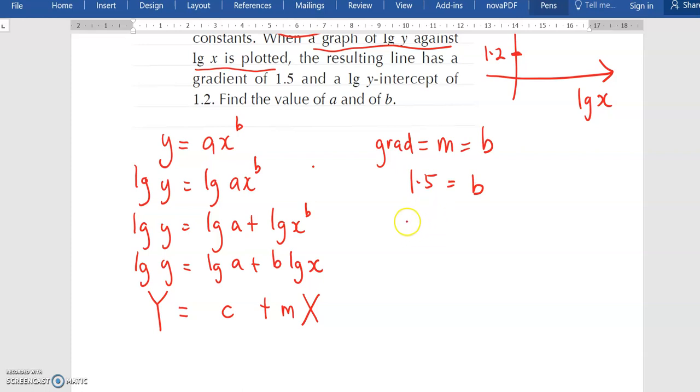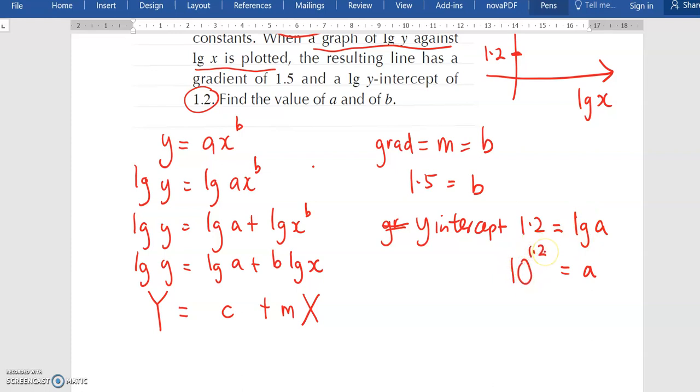Let's look at a now. a is supposed to be the y-intercept. So the y-intercept is 1.2 and is supposed to be log a. So therefore a will be, remember the lg, when you bring it over, 10 to the power 1.2, which is approximately 15.8 to 3 s.f. So that's it, your answer for a and b.